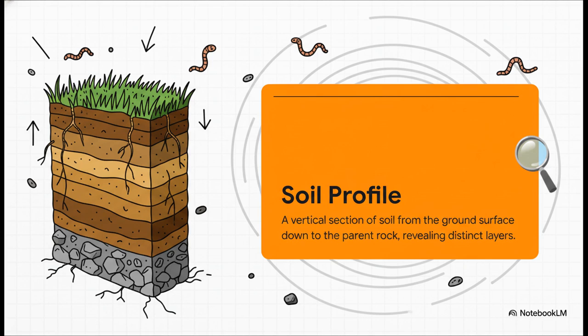Okay, imagine taking a giant slice out of the earth, kind of like a huge piece of layer cake. That vertical slice is the soil profile. It shows you all the different layers, right from the grass on top all the way down to the solid rock deep below. And each of these layers, these horizons, is like a different chapter in the land's biography.